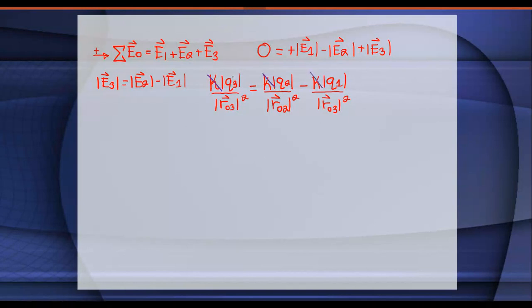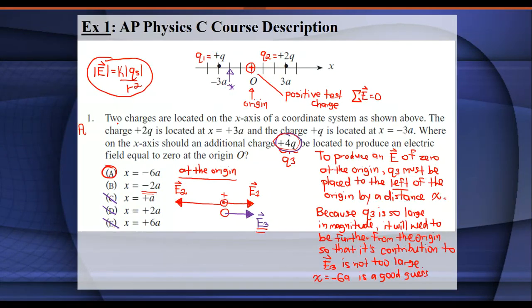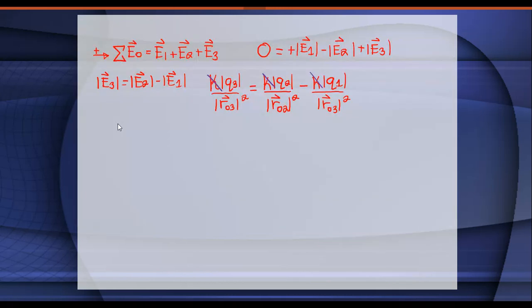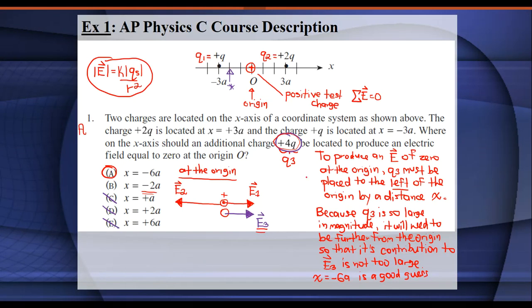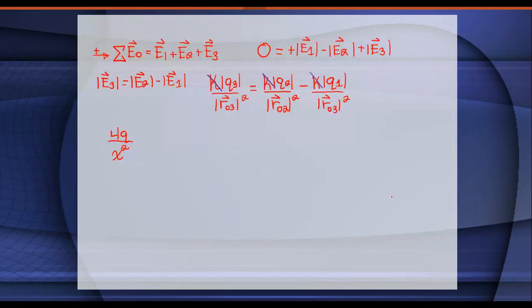And now let's start to replace the variables with the actual values we have in the problem. Okay, so Q3, if we go back here, has a charge magnitude of positive 4Q. So we can just write that down as 4Q. Now, this is the variable we're trying to solve for. We're trying to figure out what's the distance from the origin to where this thing is located. Okay, so we're going to call that variable x. Again, we already established that. Q3 is to the left of the origin by distance x. So we have 4Q over x squared.